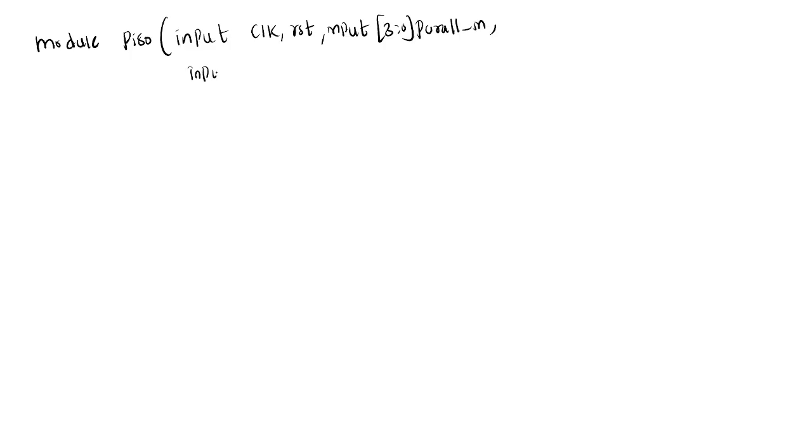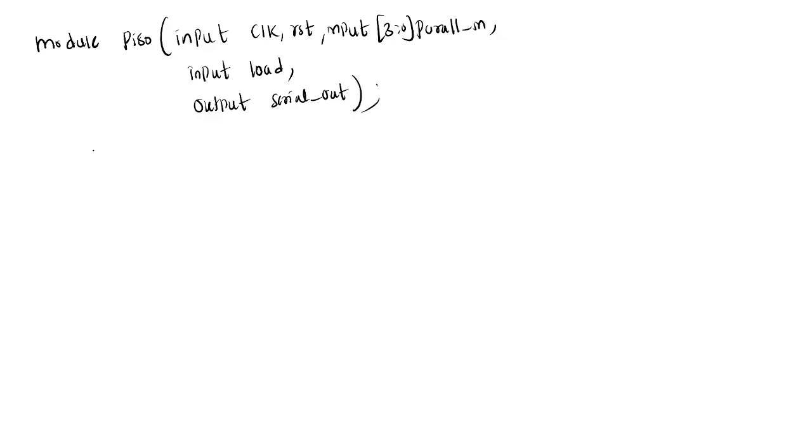Next, input: whatever the control pin is there, that is load. When load equal to 1 it will do the load operation, and load equal to 0 it will do the shift operation. That is nothing but load, and output serial_out. This is 1 bit of data. So I am declaring the inputs and outputs.